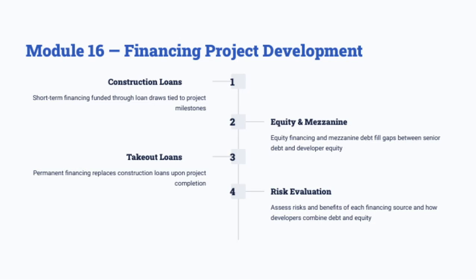Let's take a closer look at how we assess the risks and benefits of each financing source and how developers typically combine debt and equity to fund their projects. Starting with takeout loans, these are a form of permanent financing that replace construction loans once the project is completed. This transition helps stabilize the project's financial structure.